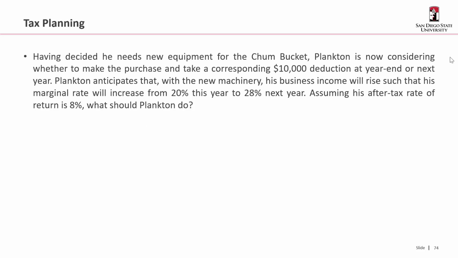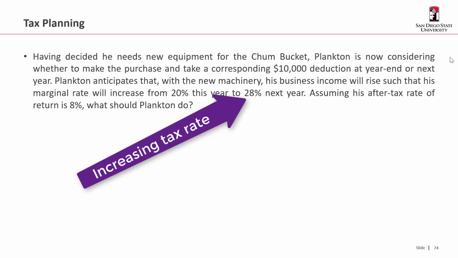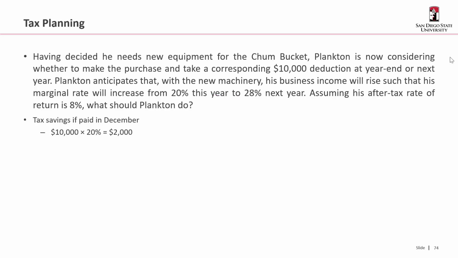Okay, so having decided he needs new equipment for the Chum Bucket, Plankton is now considering whether to make the purchase and take a corresponding $10,000 deduction at year end or next year. He anticipates with the new machinery his business income will rise such that his marginal rate will go from 21% this year to 28% next year. Assuming an after-tax rate of return, aka a discount rate of 8%, what should Plankton do?